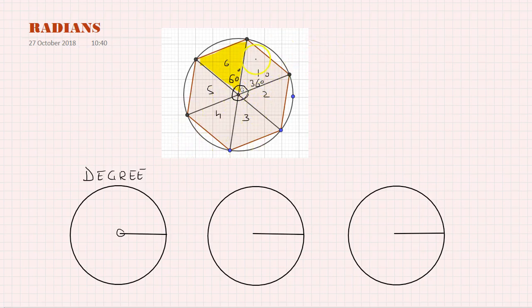So we can divide a circle into 360 parts. If I divide this circle into 360 parts, then each part, if it is this much, is called 1 degree.